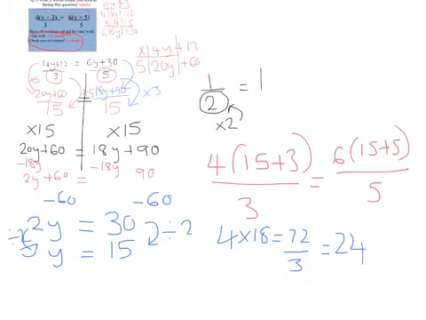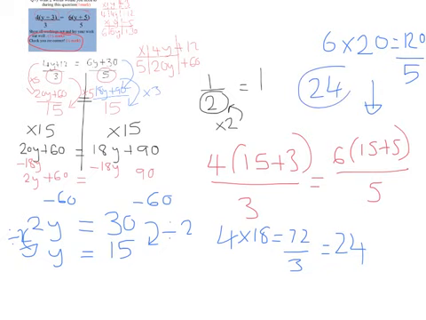Now we check the other side. So quickly check this one. 15 plus 5 is 20. 20 times 6 is going to give us 120, and 120 divided by 5 is also 24. So we know 24 is equal to 24. So we know we're correct.